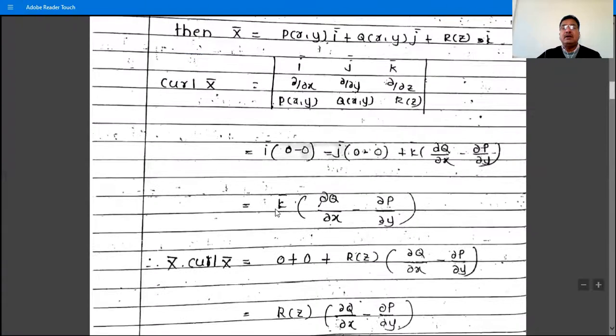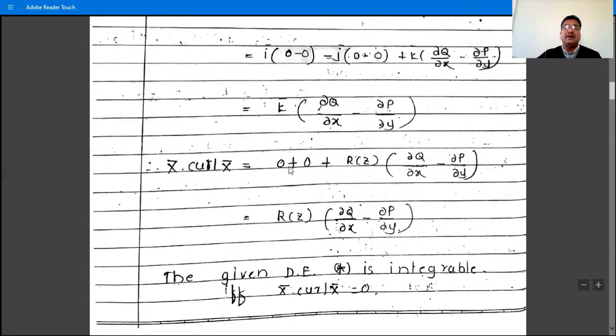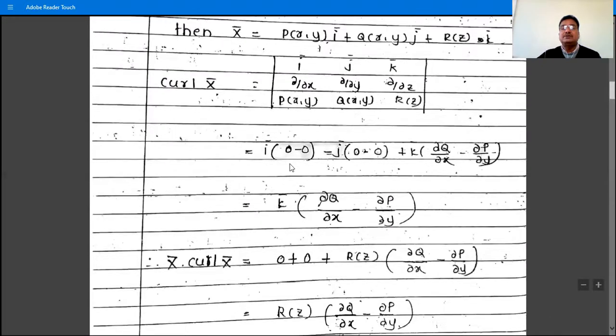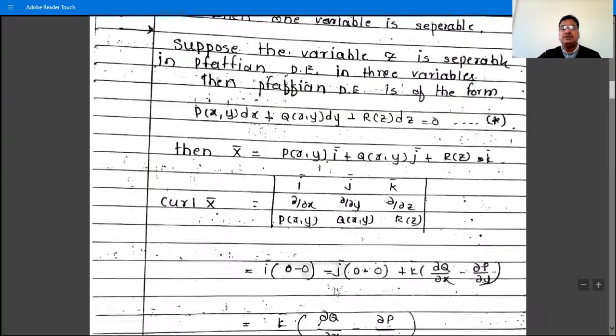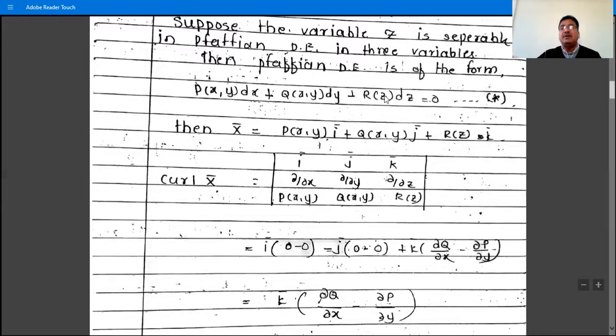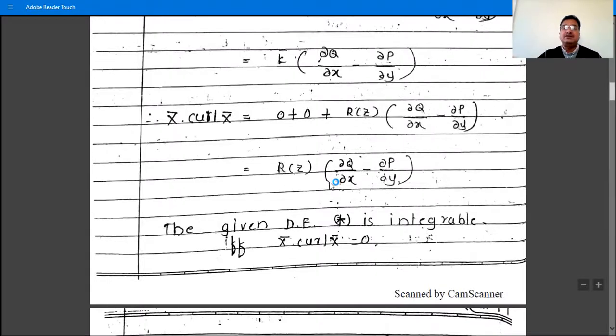We have curl x bar is k bar times (∂q/∂x minus ∂p/∂y). And then x bar dot curl x bar is what? The multiplication of the coefficient of i, pxy into 0 is 0, then qxy into 0 is 0, and plus rz, the coefficient of k bar, into the coefficient of k bar here, which is ∂q/∂x minus ∂p/∂y. So x bar dot curl x bar is rz times (∂q/∂x minus ∂p/∂y).